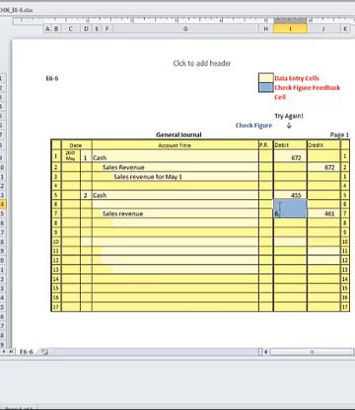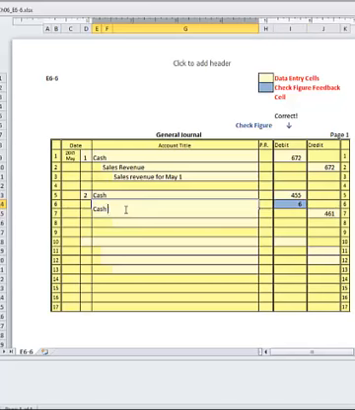So I've counted $455 in my register. The sales revenue receipt says that I should have $461, so I am $6 short. So that goes into my cash short and over account. And for my explanation, that will be sales revenue for May 2nd.